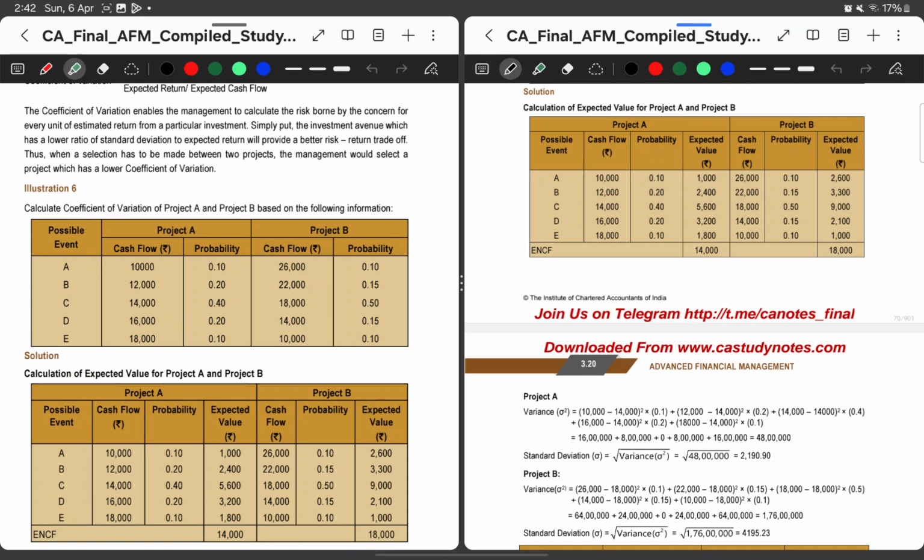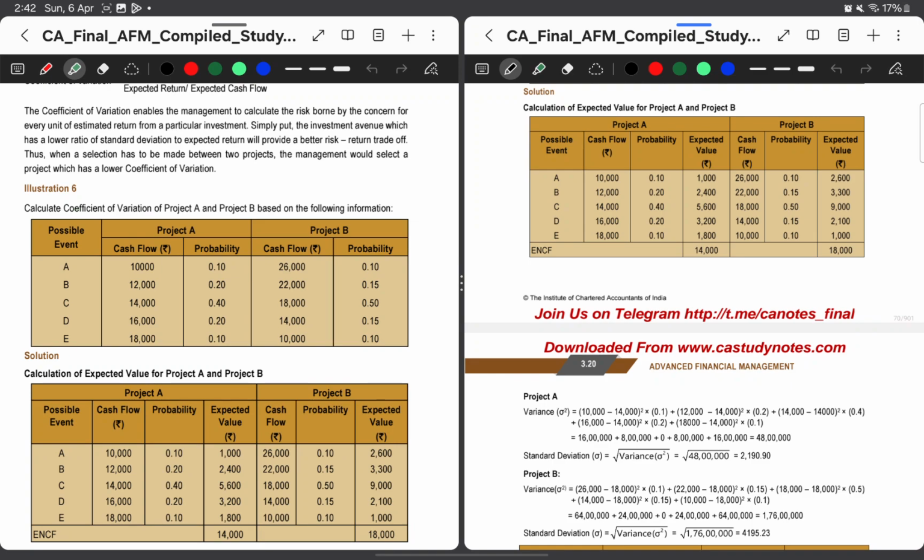So before proceeding with the video, please check the previous video for Illustration 5, wherein I have explained the variance and the standard deviation. So it would be better to view that first and then come here. Okay, going to the question.